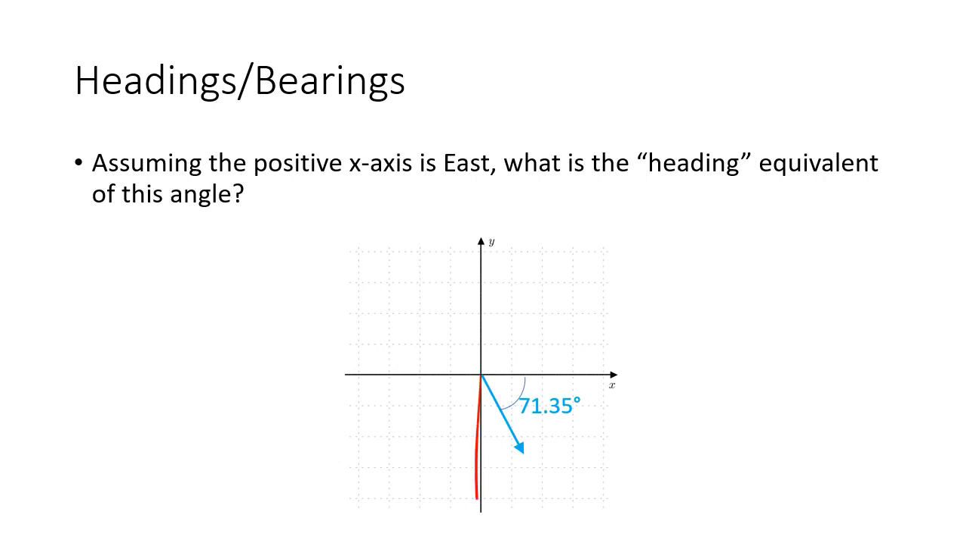Here's another one, 71.35 degrees in standard position. So this would be south some number of degrees east, right? The complement of 71.35 would be south, what's that? 18.65 degrees east.